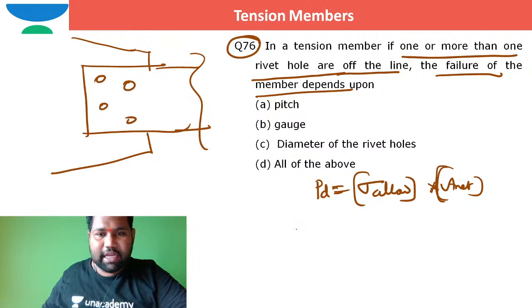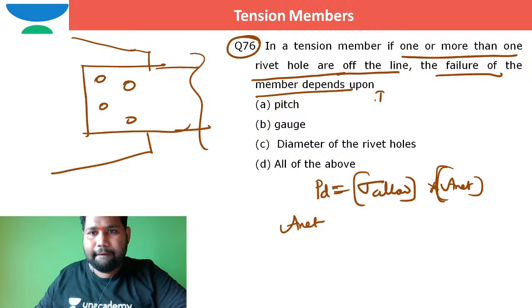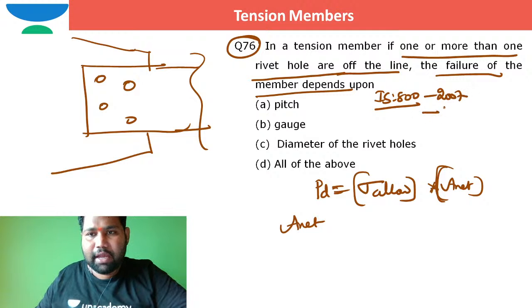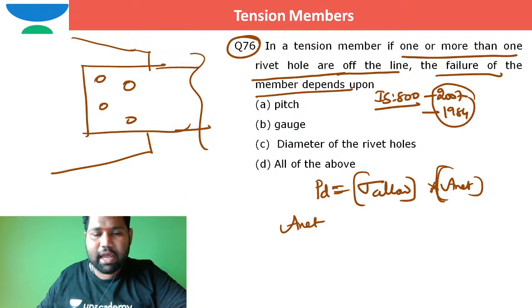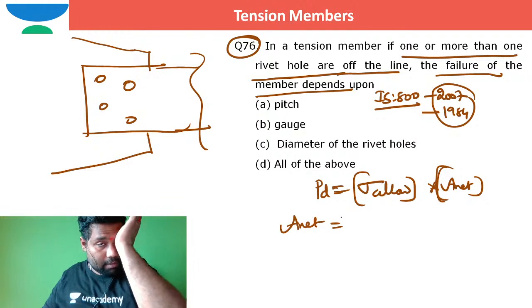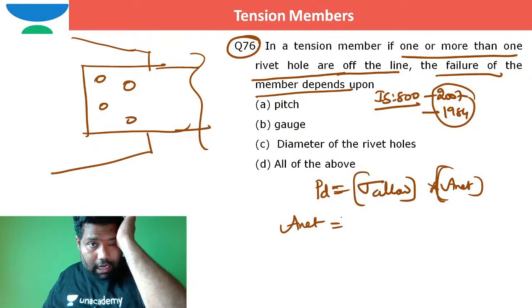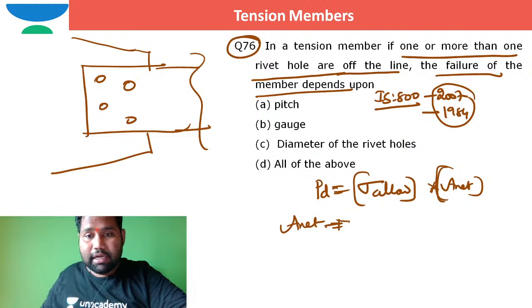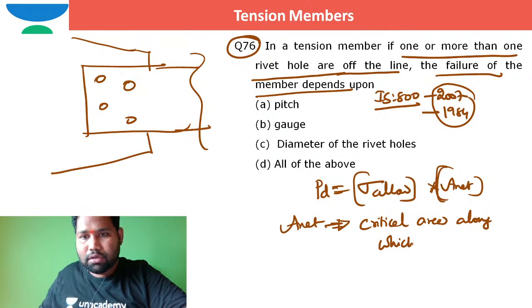So coming to this net area, if you refer to the IS 800 code of practice, either 2007 or maybe the 1984 code, this net area generally is equal to the minimum area along the critical cross-sectional area. Net area is the critical area along which the net cross-sectional area is the minimum.